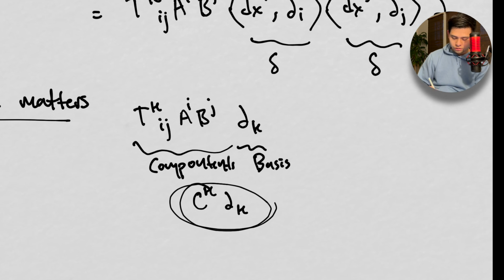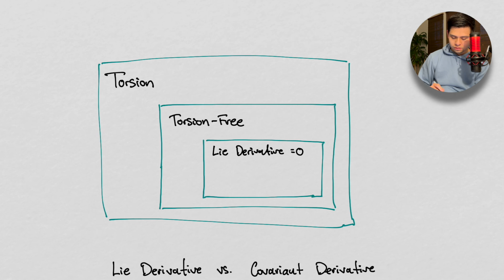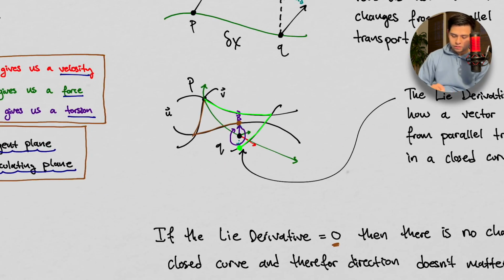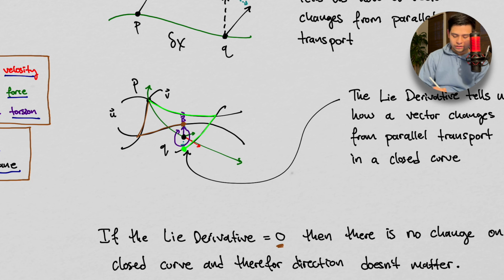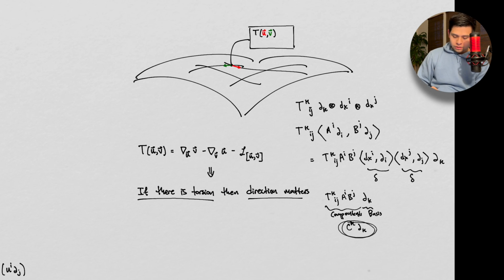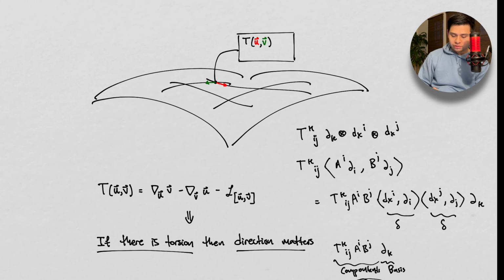So this vector represents, say, if we're looking at this picture here, the vector that describes the difference in the path. Okay. So if there's torsion, then direction is going to matter. That's what we've been saying before. And this is that torsion tensor. The torsion tensor is computed by the difference between the Lie derivative and the covariant derivative in two different directions.